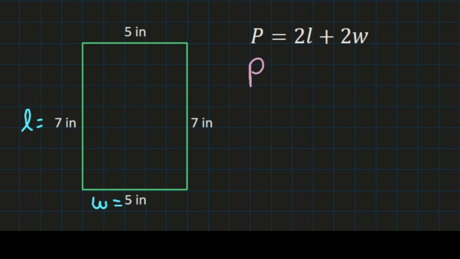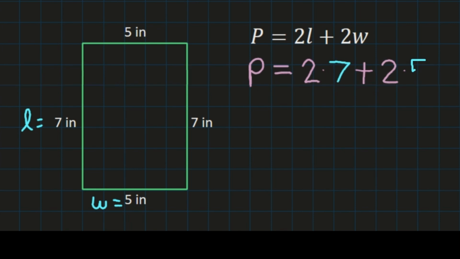Perimeter equals 2 times the length. Well, our length is 7, so I'm going to take the 7 and substitute it for L. So I'll have 2 times 7 plus 2 times the width. The width is 5, so I'll take the 5 and substitute it for the W, so I'll have 2 times 5.